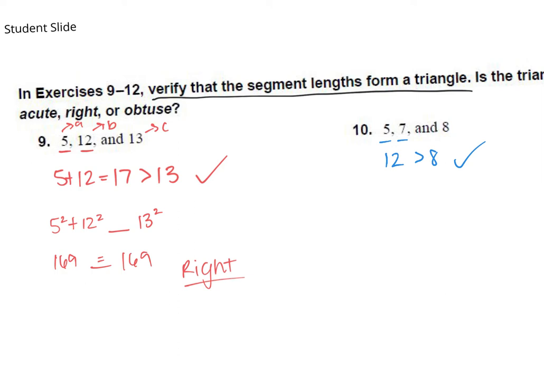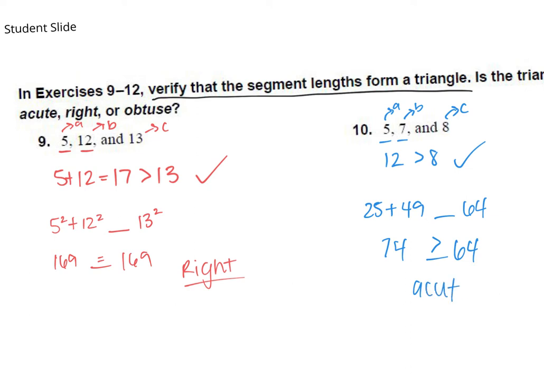Second thing that we need to do is do 25 plus, because this is going to be A, this is going to be B, this is going to be C. So 25 plus 49 compared to 64, correct? This should give me 74 compared to 64. Is that right? And this one's bigger? So what do we have? It's not obtuse. Acute, okay? This is an acute triangle, okay?